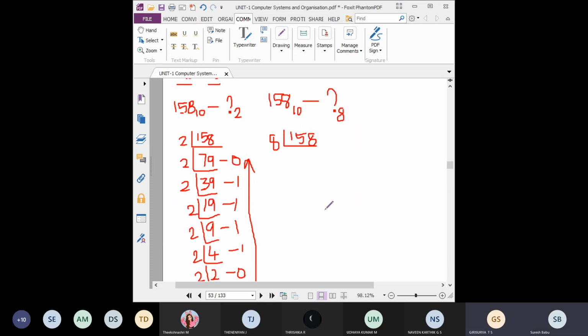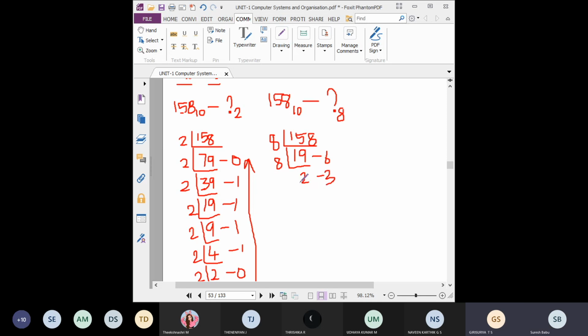Everyone understood? Yes, sir. So now tell me what is the answer for this one, with the same method? 19, sorry, 19. What is the remainder value? 6. Very good. Then again divide by 8: 2 times, remainder 3.